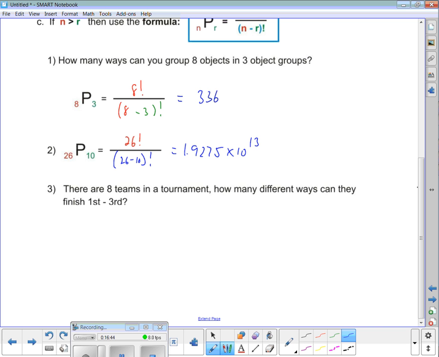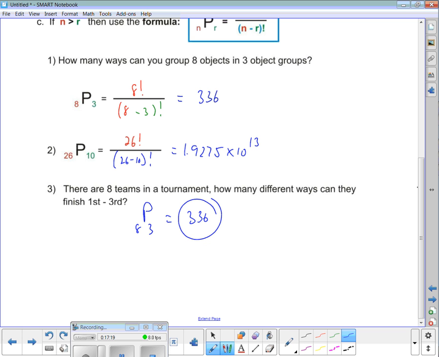Let's suppose this. You're in a tournament, basketball, volleyball, whatever, all right? Baseball. There are 8 teams in the tournament. Fun tournament, 8 teams. How many different ways can they finish first through third? Well, it's a permutation. Total number of objects, 8. The objects are teams. How many are you going to put in each group? 3 of them, right? First through third. So it's a permutation 8, 3. Hey, we did that up above, and the answer is 336 different ways those 8 teams can finish.